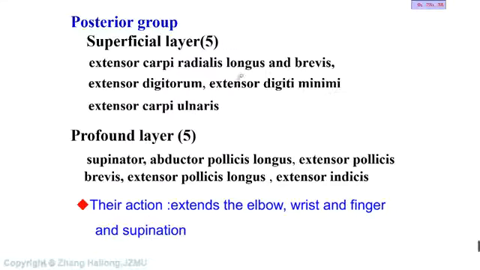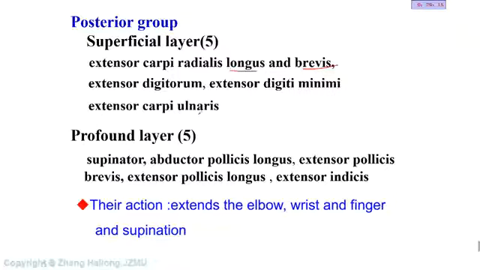And then the posterior group. In the posterior group, there are 10 muscles: 5 superficial layer muscles and 5 deep layer muscles. First, let's see the names. Superficial layer: extensor carpi radialis longus, extensor carpi radialis brevis. You see there are two muscles, longus and brevis. Third one, extensor digitorum, then extensor digiti minimi. The last one, extensor carpi ulnaris.